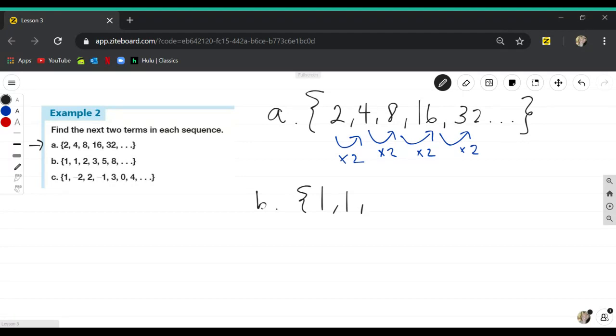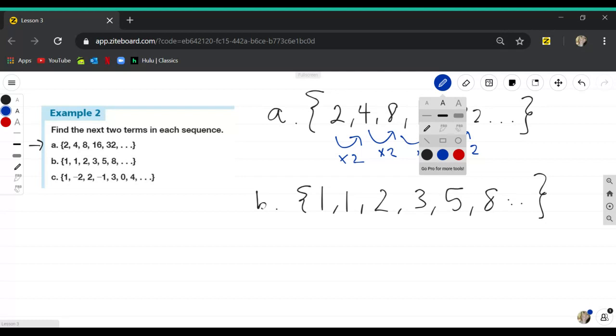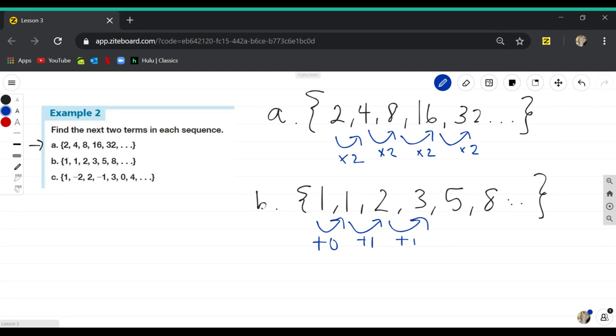B is 1, 1, 2, 3, 5, 8, dot, dot, dot. Okay, so here we can see that I add nothing. But with this one, I'm adding 1. I'm adding another 1. I'm adding 2. And I'm adding 3.